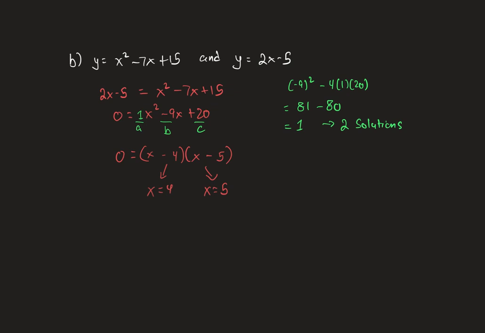And finally, in my last step, I'm going to find out what happens when I put x is equal to 4 into my equation. So I've got y is equal to 2 times 4 minus 5. So that's going to be 8 minus 5, which is 3. So therefore, I've got a point at 4, 3. And I need to find out what happens when I put in the 5. Okay, so you've got 10 minus 5, which is 5. So therefore, my other point would be at 5, 5.